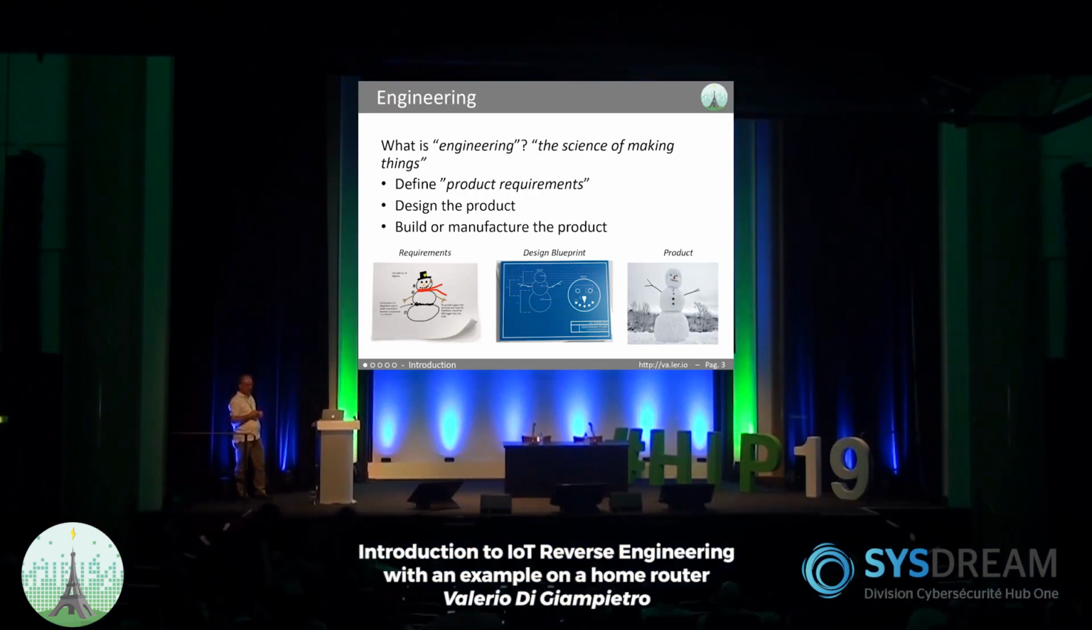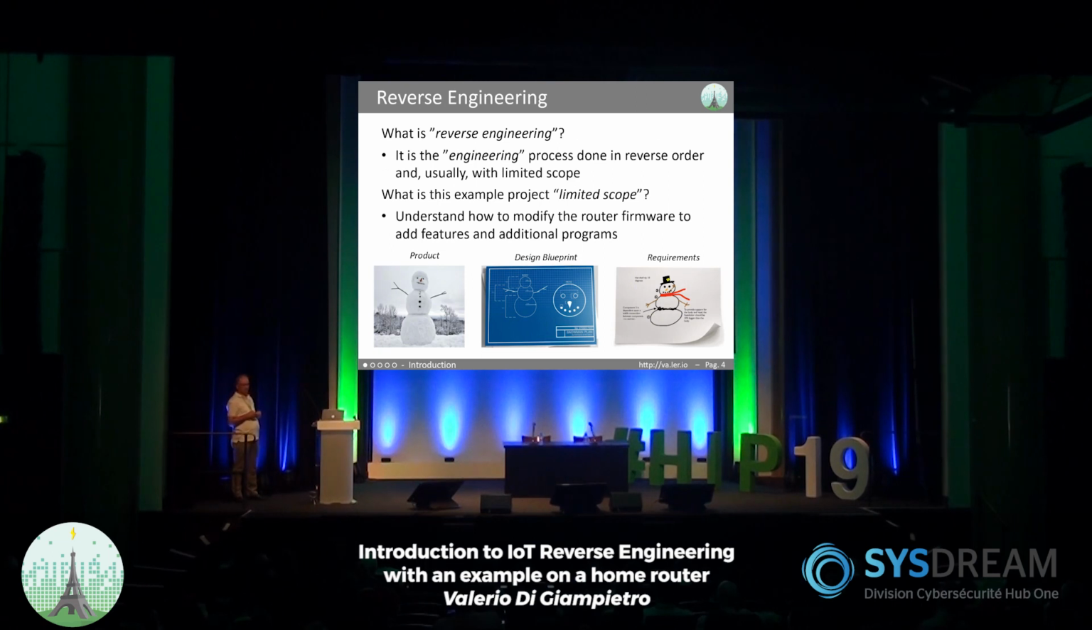To define reverse engineering, we first have to define what engineering is. We can say that engineering is the science of making things. It starts with the product requirements, continues with designing the product, and finishes with building or manufacturing the product. The reverse engineering process is exactly the same process, but done in reverse order, and usually with a limited scope.